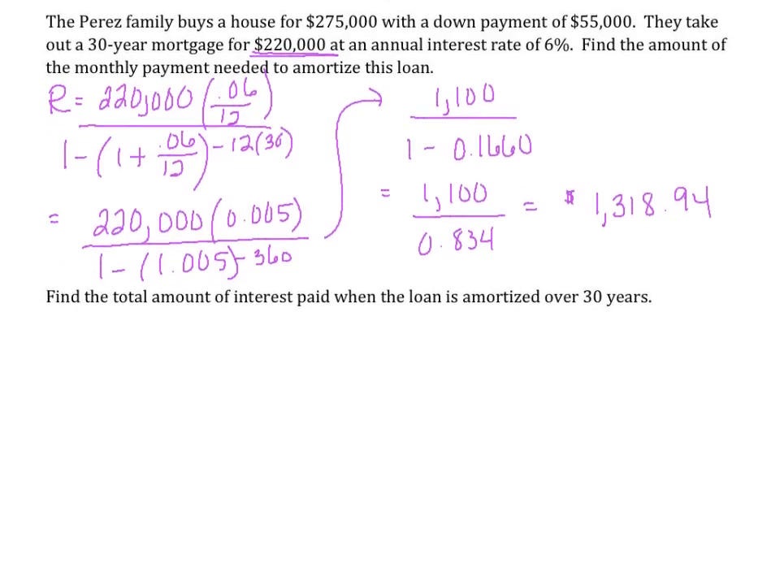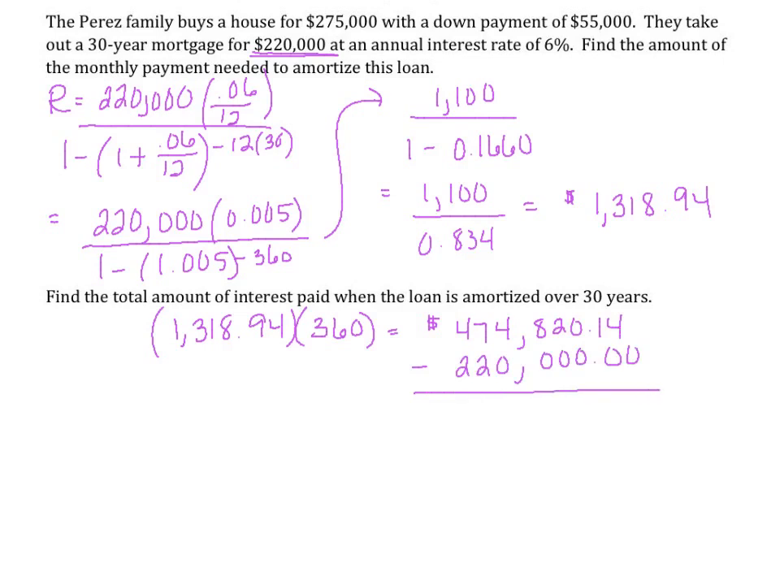Using this information, let's determine how much of the loan was actually the amount of interest. Well, our payment is $1,318.94, and we multiply that by 360 payments, that means over the lifetime of the loan, we will be paying $474,820.14. But the original loan was only $220,000. So if we subtract how much we paid altogether minus how much the original loan was, that means the Perez family will have paid $254,820.14 in interest. So they have paid over half of their original amount back in interest, which is a crazy amount if you think about it.